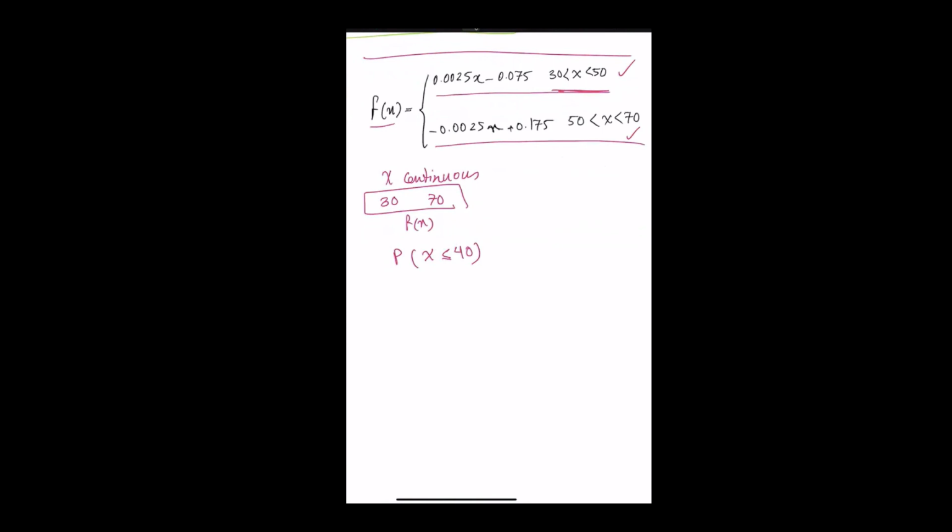So what is the probability of x less than 40? x equals 40 is in the first range, so we're using the first function. First of all, we all know this is equal to this, they are the same. I'm just writing it so that you get used to it, because P of x equal to 40 is 0.